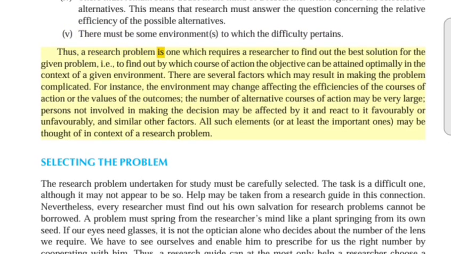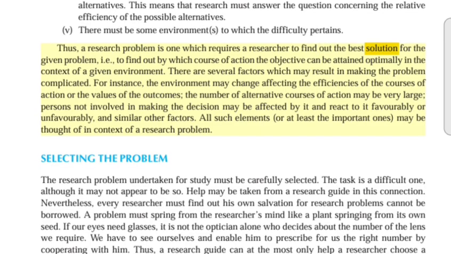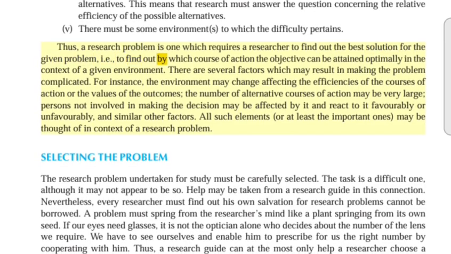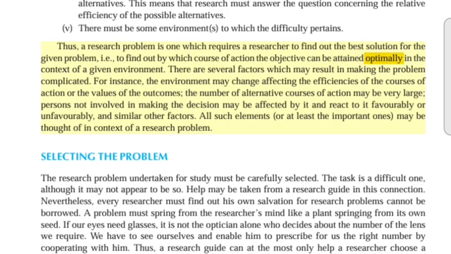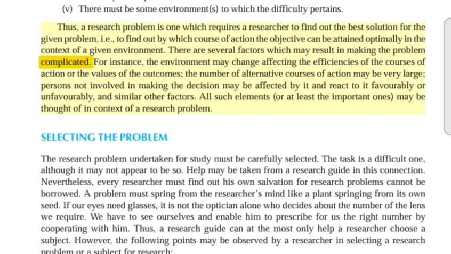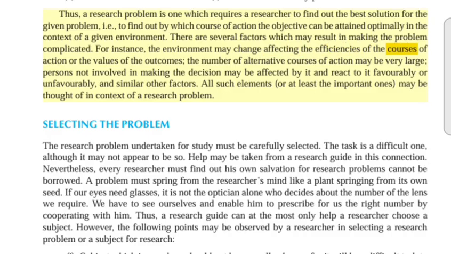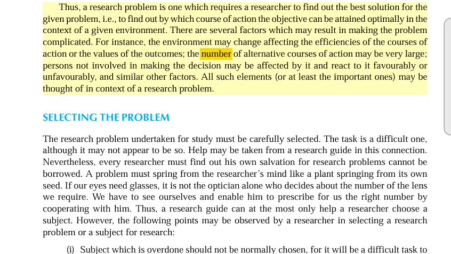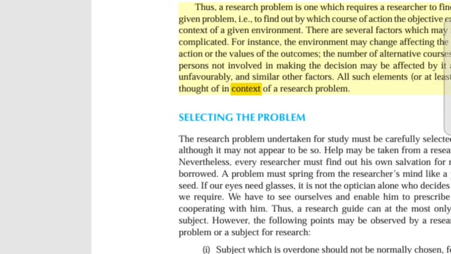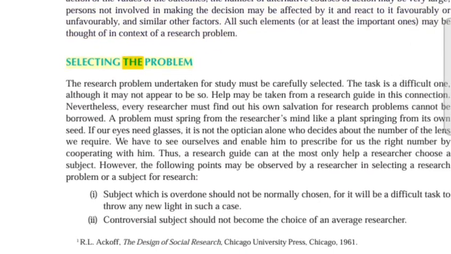Thus, a research problem is one which requires a researcher to find out the best solution for the given problem, i.e., to find out by which course of action the objective can be attained optimally in the context of a given environment. There are several factors which may result in making the problem complicated. For instance, the environment may change, affecting the efficiencies of the courses of action or the values of the outcomes. The number of alternative courses of action may be very large. Persons not involved in making the decision may be affected by it and react to it favorably or unfavorably, and similar other factors. All such elements, or at least the important ones, may be thought of in the context of a research problem.